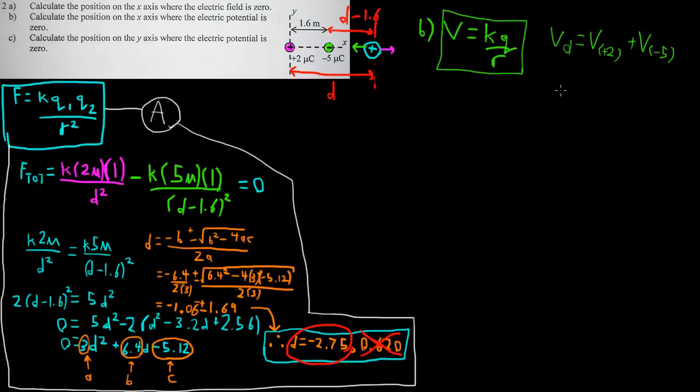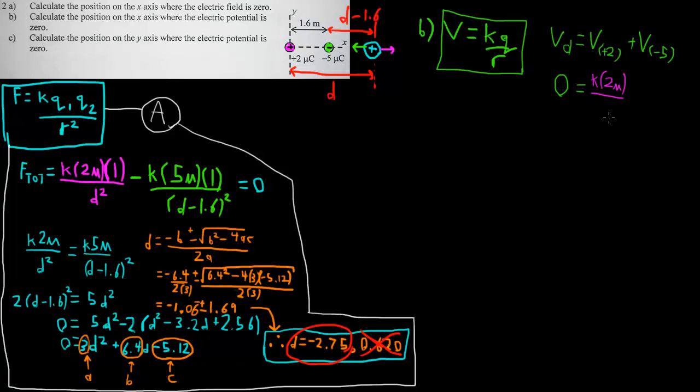Okay, and we know that these have to equal 0. And what are they? So now we do this formula here, the kq over r. So for the first charge, we're going to have k times the q of 2 micro over, and so here's where the trick comes in.